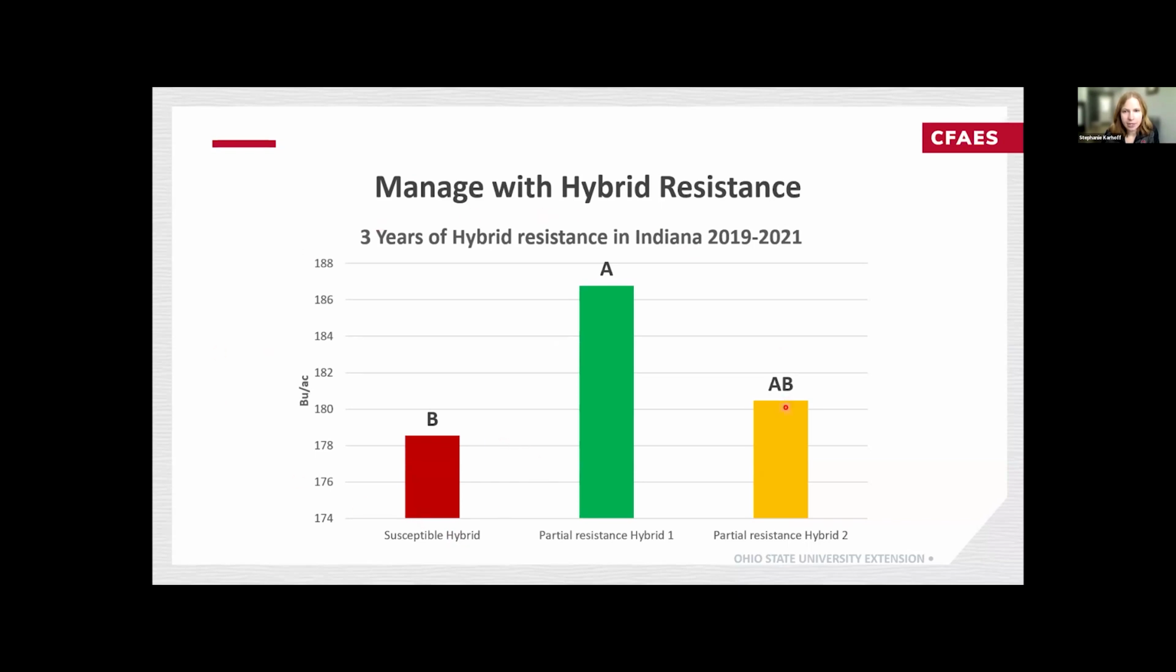So this data right here is from Indiana from 2019 to 2021. Darcy Telenko, their corn pathologist, has been doing a lot of tar spot work since it started in Indiana. And here we can see we've got a susceptible hybrid in red, and then 2 different resistant hybrids, in green and yellow. Our green resistant hybrid did have significantly higher yield than that susceptible. And even though this other resistant hybrid didn't have statistically significant higher yield than that susceptible hybrid, you can still see numerically quite the yield bump. So we do know that there is resistance available, and we need to prioritize that when we're selecting hybrids for the next year.